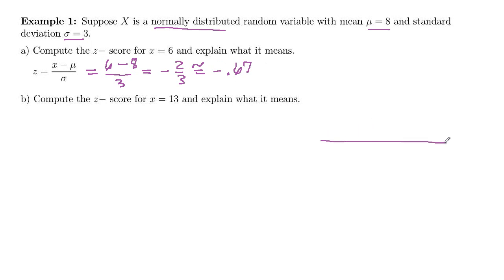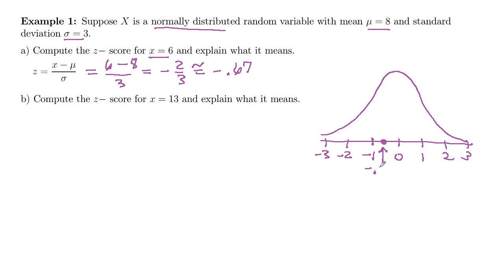So if you look on the bell-shaped curve here, for the standard normal distribution, you've got z equals 0 in the middle, 1, 2, 3 on the right, and 1, 2, 3 on the left, negative. So negative z-scores, positive z-scores, z equals 0 is the mean. So the z-score for x equals 6 is at negative 0.67. So negative 0.67 would be about right here. So that is our negative 0.67.